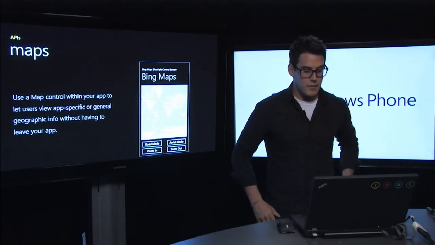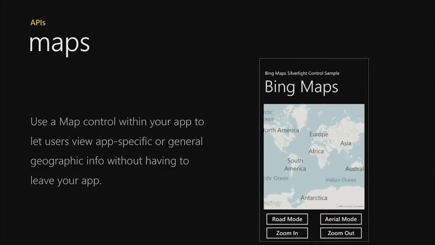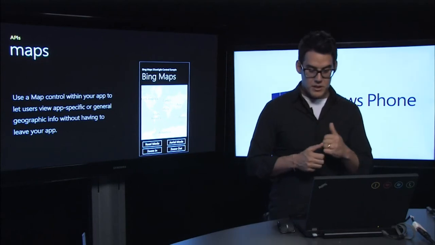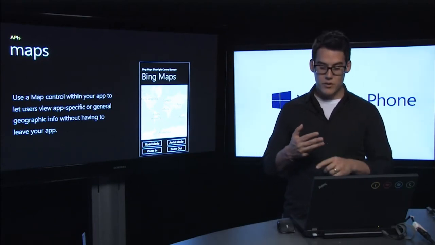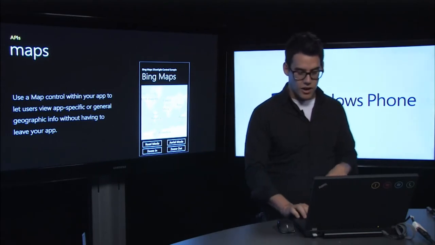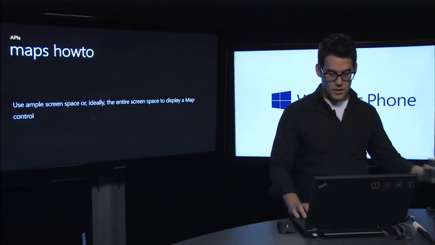Maps. Use a map control with your app to let the users view app-specific or general geographic info without having to leave your app. In combination with the AGPS, this is a really powerful combination, and you can do a lot with it. A map control can also show aerial views, traffic, and local search in list forms. Map controls can display the user's location, provide directions, find points of interest, and they can turn on and off traffic pointers.